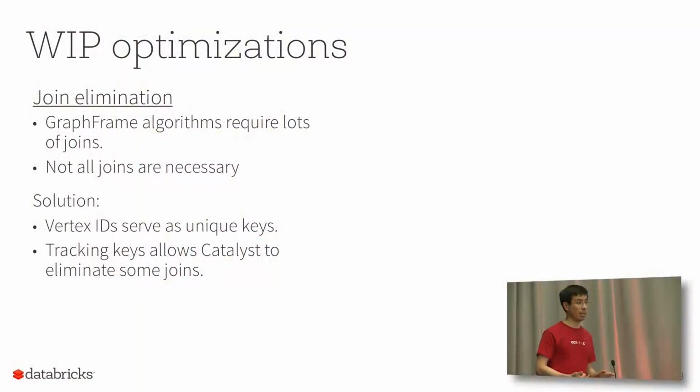The first is join elimination. Graph frame algorithms require a bunch of data frame joins, but not all of these are necessary depending on what you want to do with the results. So the solution is to recognize that vertex IDs serve as unique keys, and tracking these keys through the sequence of joins allows Catalyst, if you add a few rules, to eliminate some of the joins.